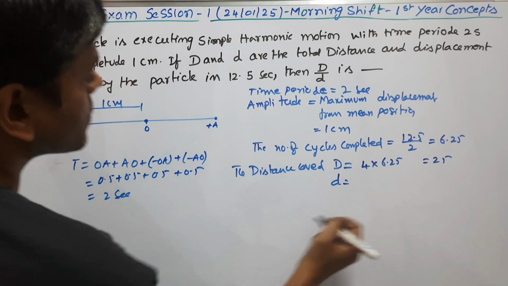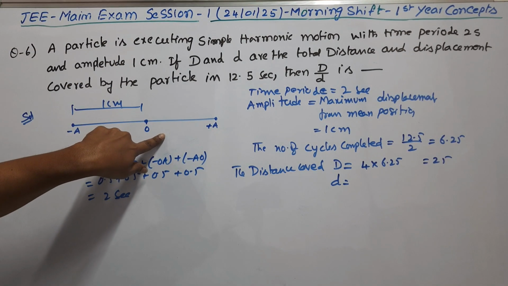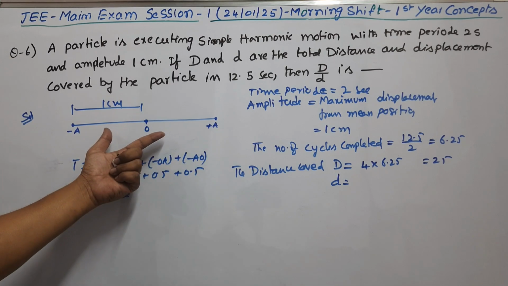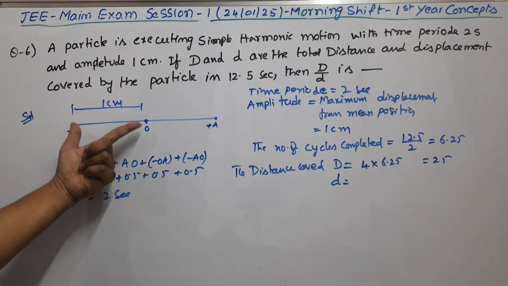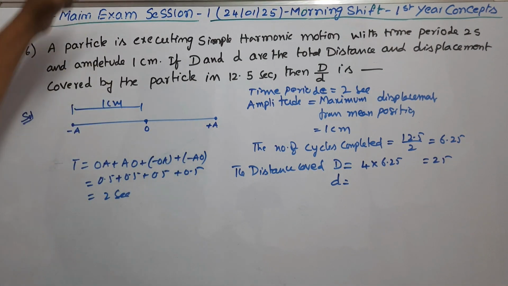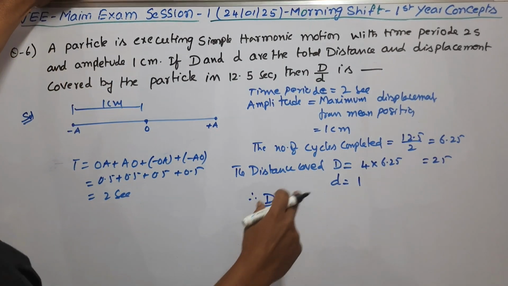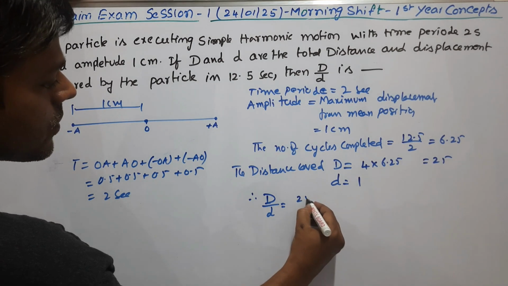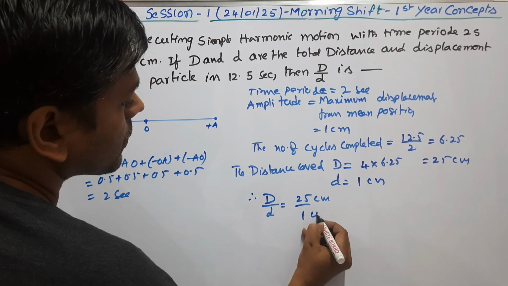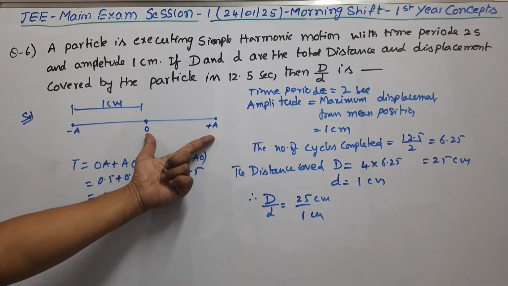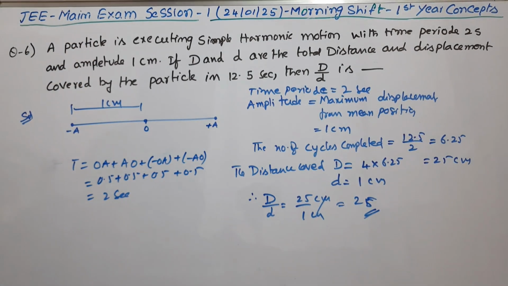So D is equal to 25 centimeter. After completion of 6 oscillations, the displacement is equal to 0, but in addition to that, 0.25 means one quarter, which is equal to O to A. So the displacement is only 1 centimeter. Therefore, the distance covered in the entire 6.25 cycles is 25 centimeter, and the displacement is 1 centimeter. So D by d equals 25. That is the answer for this question. Okay, right.